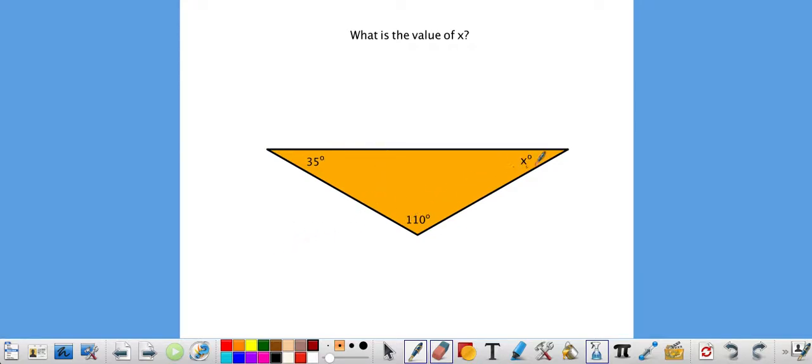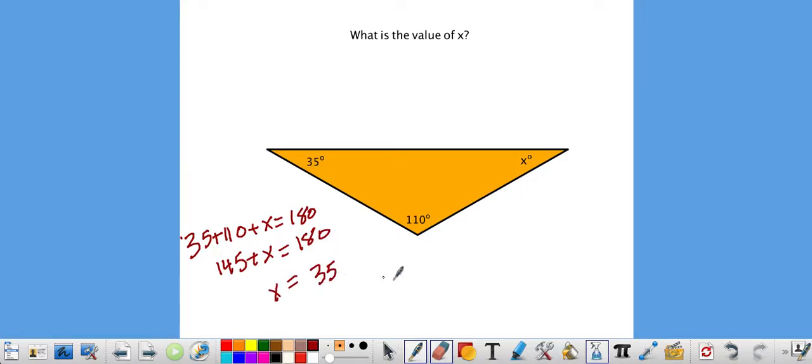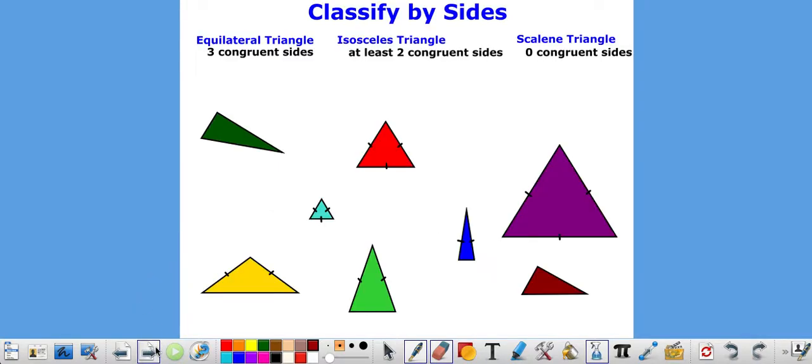So if you're ever asked to give the value of x in a situation like this, you could do something like 35 plus 110 plus x is 180. Combining like terms, you get 145 plus x is 180, and then just subtracting 145, x is equal to 35. So this angle is 35 degrees. So if that's not review, just note that the interior angle sum of any triangle is 180.